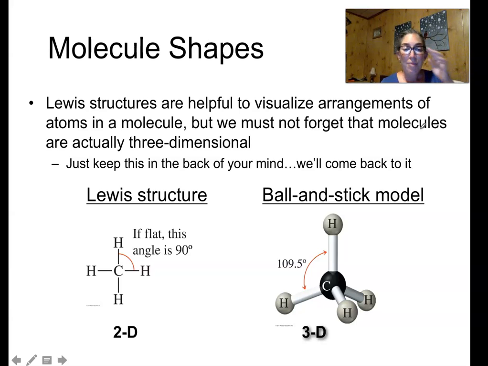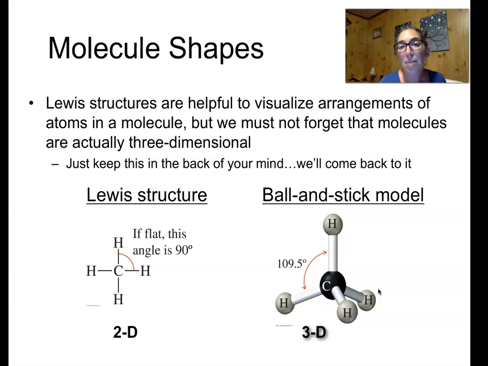So the last thing in this chapter is just a little bit about molecule shapes. We're not going to get into it, but when we draw Lewis structures on paper, they're two-dimensional. But in real life, in the real world, molecules are three-dimensional. So that methane molecule that we drew before looks like this in space. So it's 4 hydrogens sticking out.